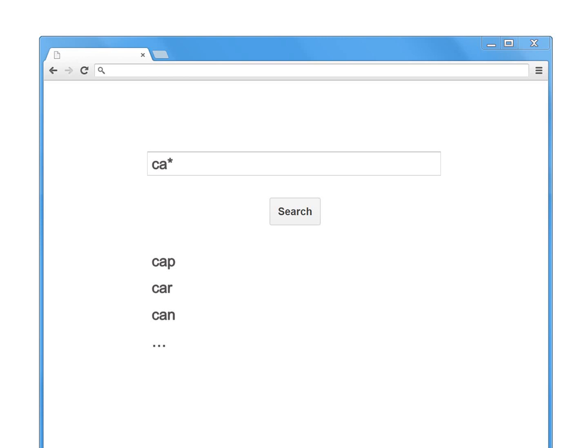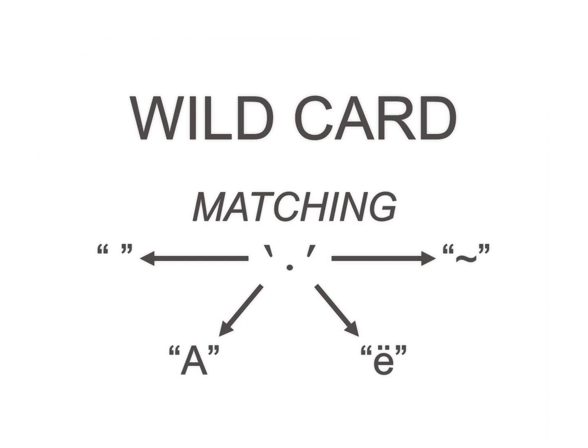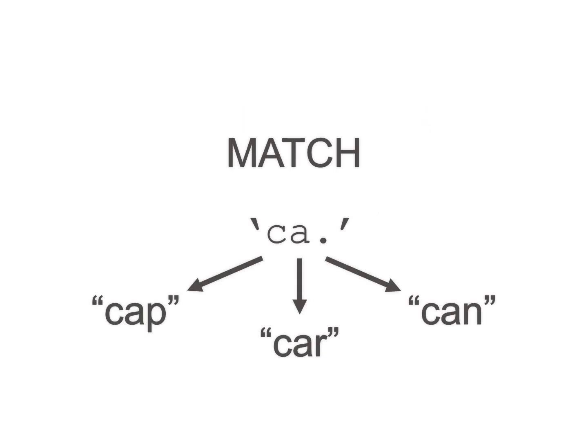Kapow Catalyst uses the Perl 5 syntax for its patterns. In this syntax, the wildcard character is symbolized with a dot or a period, which corresponds to any single character, including all symbols, white spaces, and any other special character you could think of. This correspondence is called matching. So the pattern CA dot, for example, matches cap, car, and can like before. Or any other string which is a C followed by an A followed by any single character.